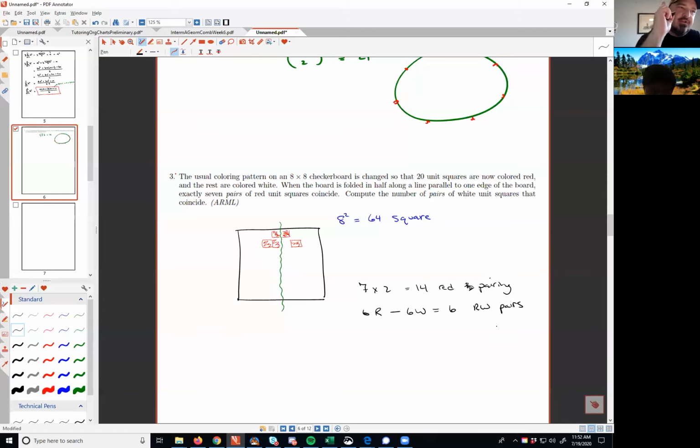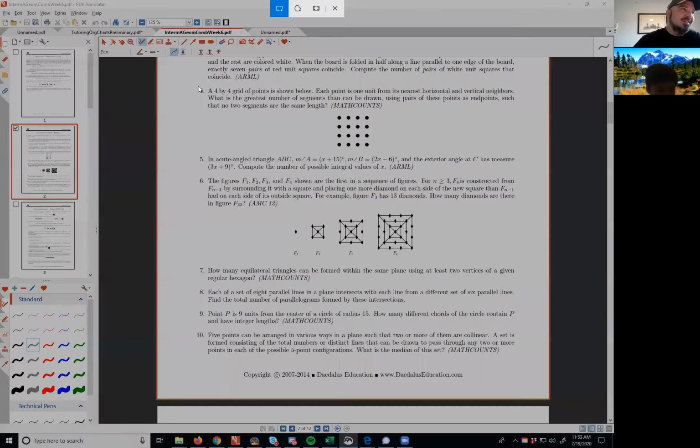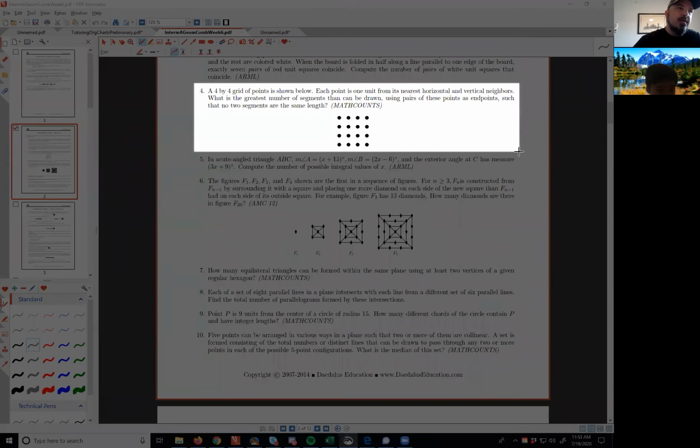So what was your answer? Did you say 19? What did you say your answer was? 19. 19. Okay, good. I get that too. Okay, nicely done. You grouped things into different types of pairs: red pairs, red-white pairs, and white pairs, and counted according to those groupings. Okay, moving on.